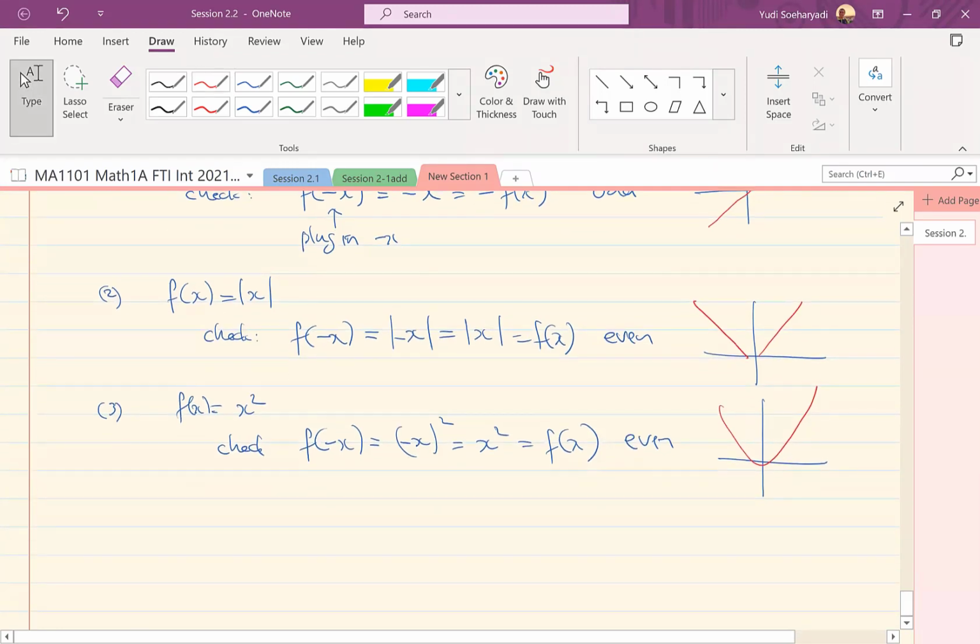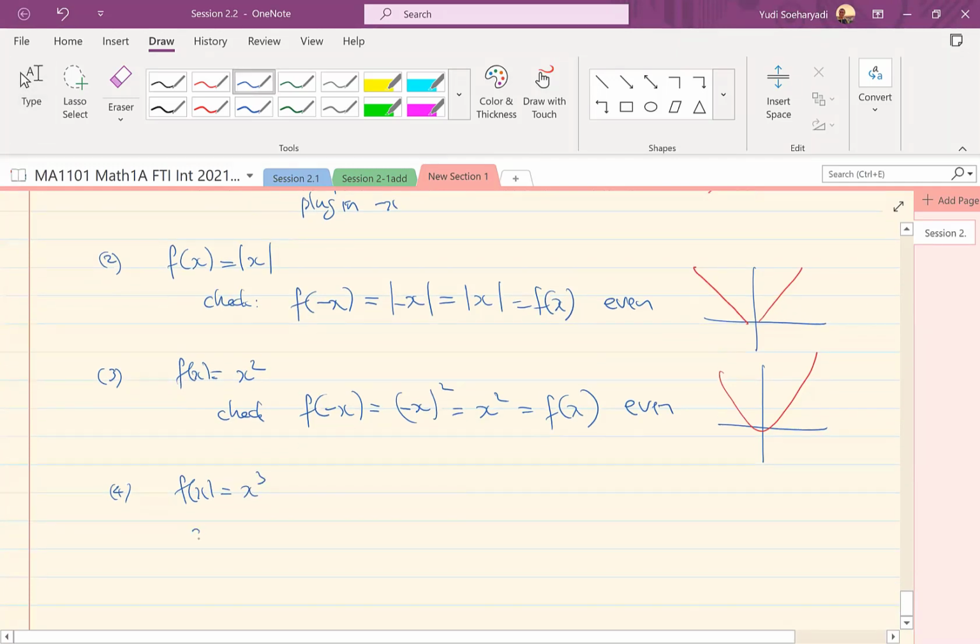All right, and the same goes for power 4, to give you an idea. Power 3: plug in negative x to the power 3. The negative to the power 3 is still negative. So this is negative of f of x. So this is odd.